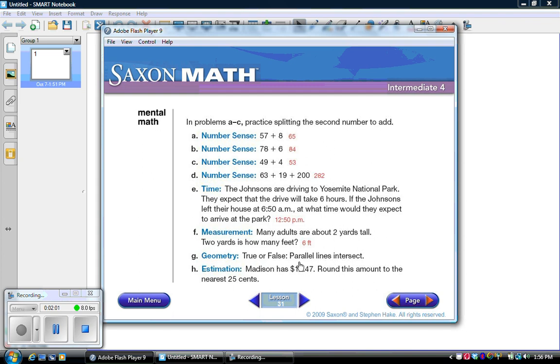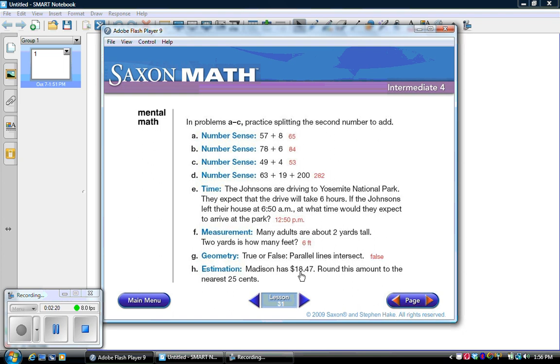Geometry, true or false? Parallel lines intersect. And here's an example of parallel lines right here, the 2 L's in the middle of the word parallel. And intersect means to cross. Parallel lines never intersect, so that is false.